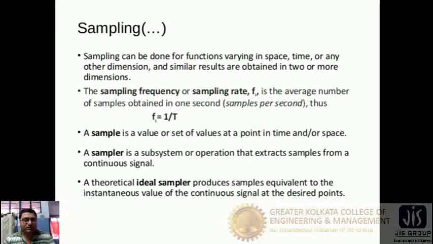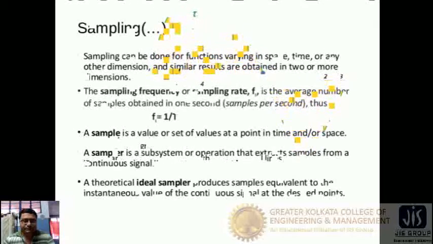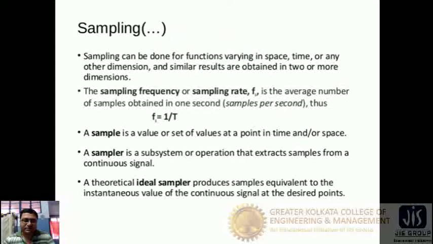Thus Fs is 1 by T. So T is the time interval we have seen in the previous pictures, that is the time interval between two simultaneous samples, and Fs is the reciprocal of this time, capital T. So Fs is denoting the sampling rate or sampling frequency. A sample is a value or set of values at a point in time or space.